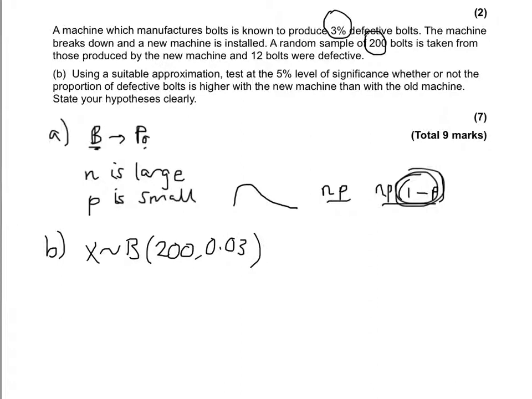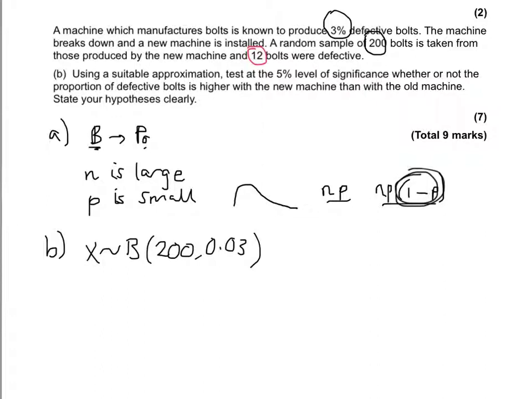And 12, I'm not going to be using right now. I'm going to save that number for later. That is what I'm testing against this distribution here to see how unusual is it to get 12 if this is true. That is what I'm doing. I'm seeing how unusual is it to get 12 defective bolts if it's true that we're using this machine where only 3% is usually defective.